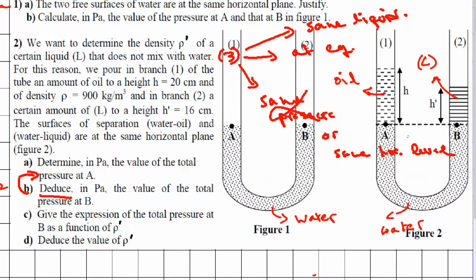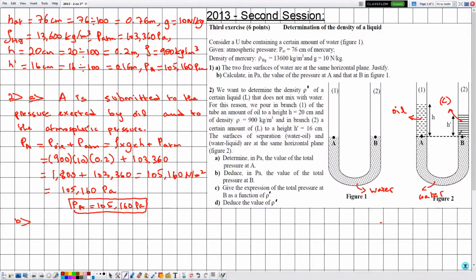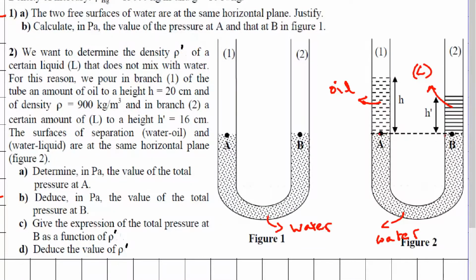Then we must say first that the points A and B are in the same liquid at equilibrium and at the same horizontal level. So they are at the same horizontal level because here they mention in the text that the surfaces of separation of water, oil and water liquid are at the same horizontal plane. So this is okay. Now indeed the U-tube is at equilibrium, so this is done. Now it's left to say that the points A and B are in the same liquid. So whenever we need to justify that the points A and B, for example, the point A is between oil and water.